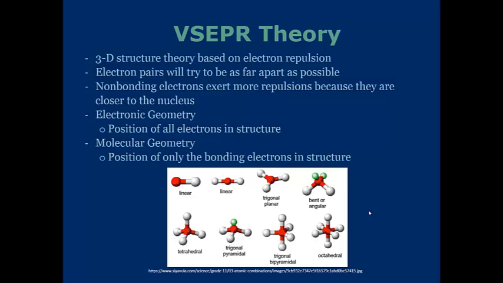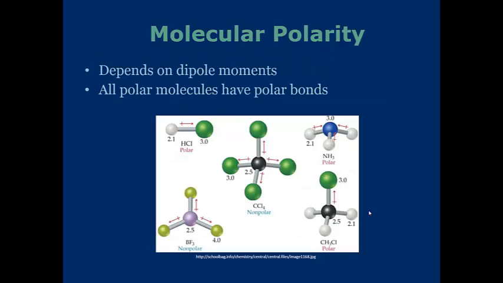Below is a diagram of the types of shapes that you will see. In terms of polarity, this depends on the dipole moments. All polar molecules will have polar bonds for this reason. The arrow that you see in this diagram points to the electron density. So if you were to look, where the arrow is pointing is going to be where the negative is. So for example, if we were to look at HCl, this would have a net positive and a net negative.